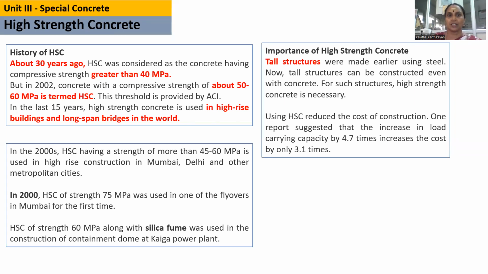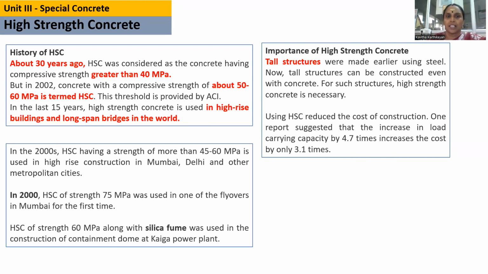So basically, the high strength concrete origin dates back to 30 years ago, maybe the 1970s. During that time, concrete with a compressive strength greater than 40 megapascal was called high strength concrete. But now, after the 2000s, concrete with a compressive strength above 50 to 60 megapascal is termed high strength concrete. This has been the threshold provided by the American Concrete Institute.